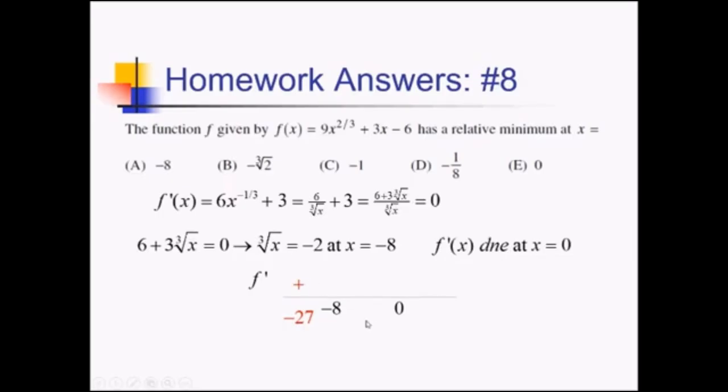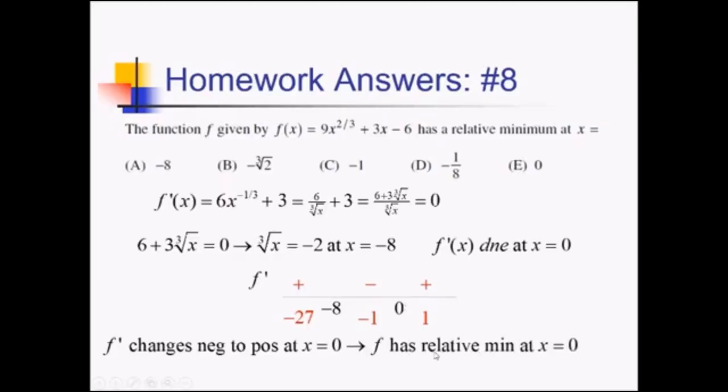Now let's test out something between these two numbers. Negative 1 is a real easy number, and it's also a perfect cube, so that's a bonus. So downstairs we have a negative. Upstairs, this is 3 times negative 1 essentially. Adding that to 6 gives us a positive. Positive over a negative is a negative. And finally, let's test out positive 1 here. So that's going to be a positive downstairs, positive upstairs, overall positive. Now we see that f prime is changing from negative to positive at x equals 0. Therefore, f has a relative min at x equals 0, which means answer choice E.